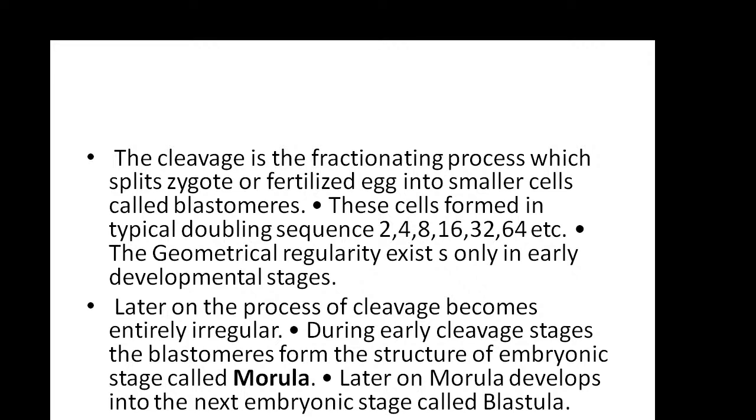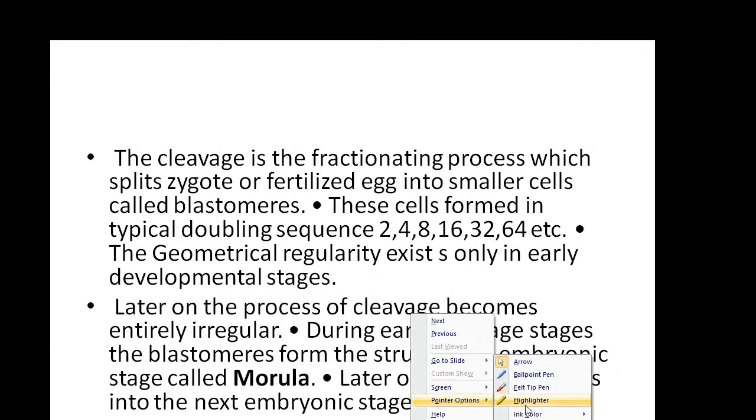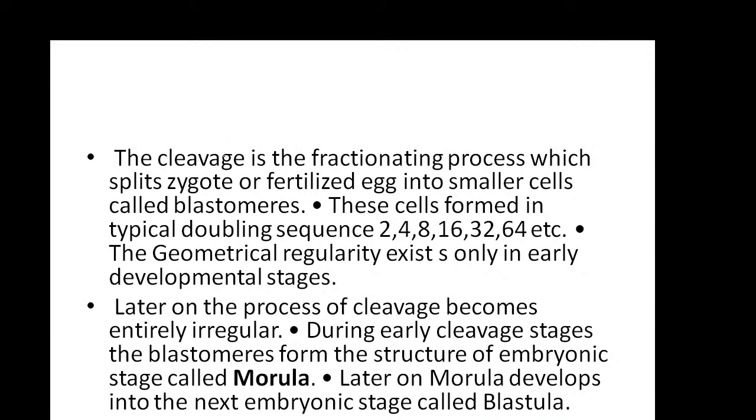Cleavage is simply a mitotic division undergone by the zygote, the fertilized egg. It is simply the multiplication or division of cells. Cleavage is a fractionating process which splits the zygote, the fertilized egg, into smaller cells, and the smaller cells formed after this cleavage are called blastomeres.